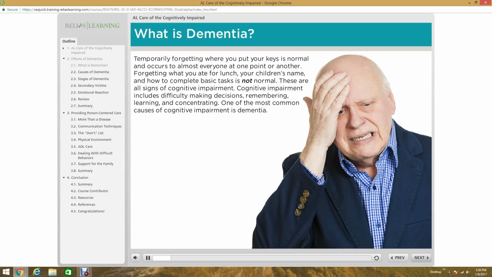Temporarily forgetting where you put your keys is normal and occurs to almost everyone at one point or another. Forgetting what you ate for lunch, your children's name, and how to complete basic tasks is not normal. These are all signs of cognitive impairment. Cognitive impairment includes difficulty making decisions, remembering, learning, and concentrating. One of the most common causes of cognitive impairment is dementia.